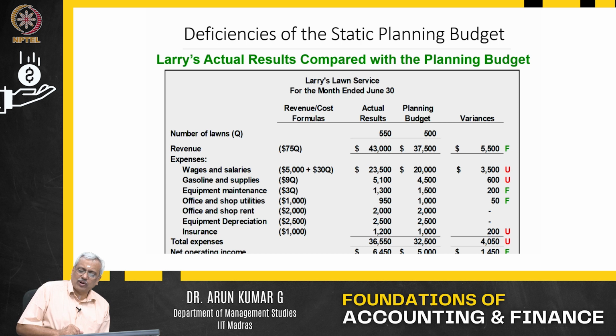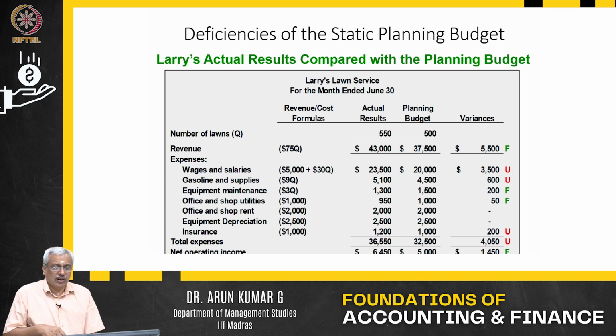On the base level of comparison, what you will see is, oh, my revenue is favorable, 5,500, fantastic. My wages and salaries is unfavorable, my gasoline and supplies is unfavorable because it's all variable. Please note, he has moved more lawns, 550, not only 500. My net operating profit was expected to be only 5,000, and I have got 6,450. So it is favorable, it's fantastic, I close the chapter.